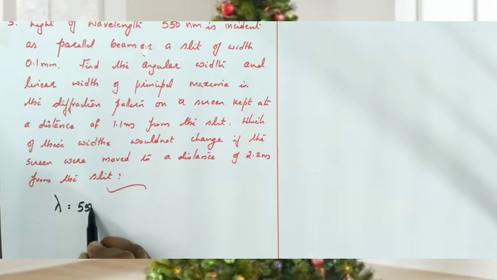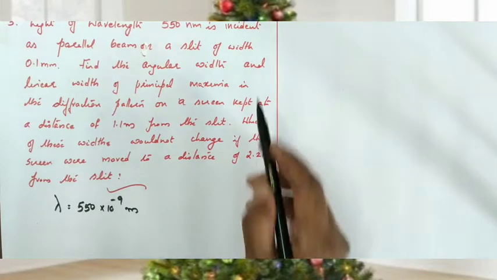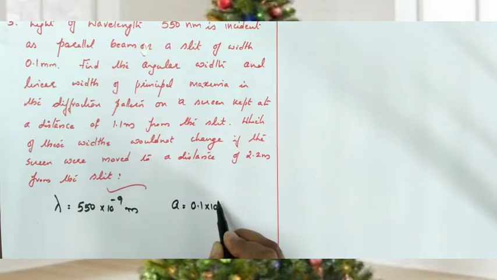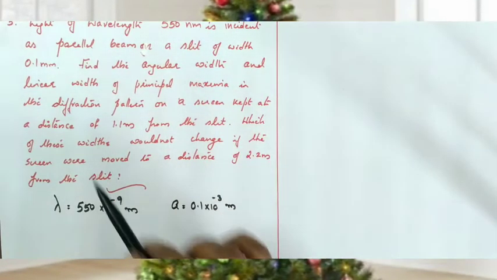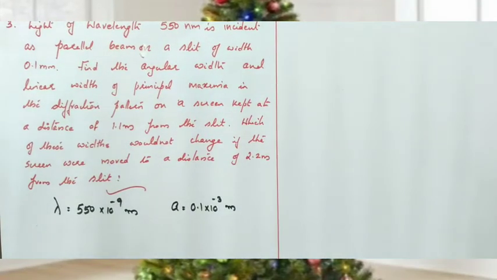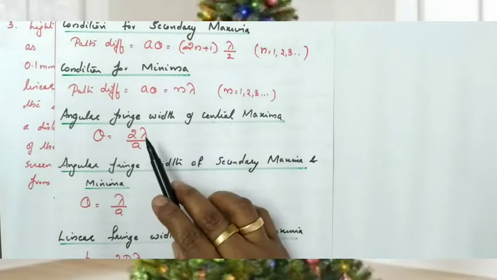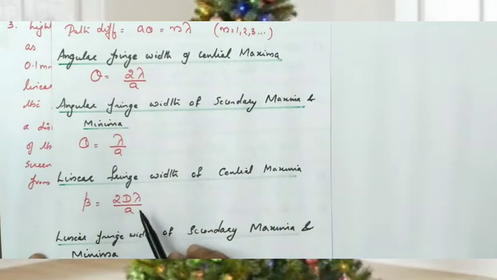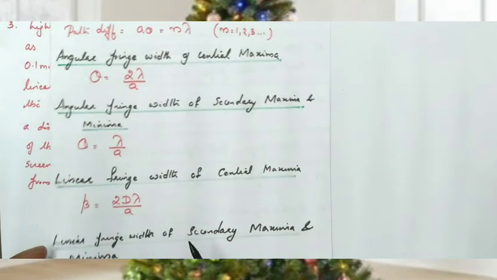Wavelength is 550 nanometer, so it is 550 into 10 raised to minus 9 meter. Slit width is represented by a. It is 0.1 millimeter, you can convert to meter. We have to find the angular width and linear width of the principal maxima, that is the central maximum. We know the angular width of the central maximum is theta equal to 2 lambda by a. And the linear width of the central maxima is 2D lambda by a. So, the angular width is 2 lambda by a and the linear width is 2D lambda by a.